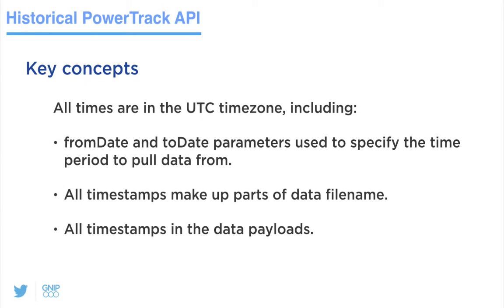Another fundamental thing to keep in mind with the Historical PowerTrack API is that all times are in the UTC time zone. Now, this is true of all the APIs that Gnip provides. With respect to the Historical PowerTrack API, this includes the from date and the to date parameters that are used to specify the period of time that you're interested in. It also includes all timestamps that make up parts of the data file names, as well as all timestamps in the data payloads that are delivered through the API.